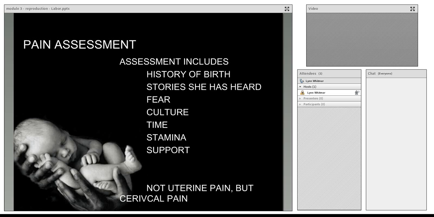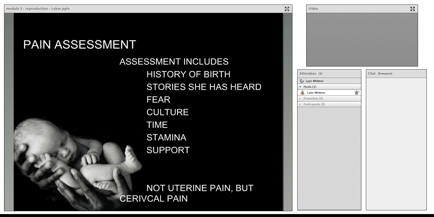Pain assessment. Your pain assessment for labor, of course, begins when she comes into your labor suite. You want to find out what her pain assessment is like.